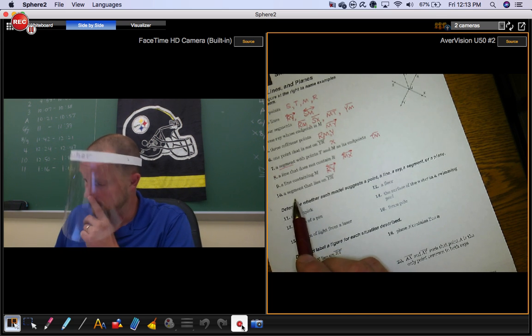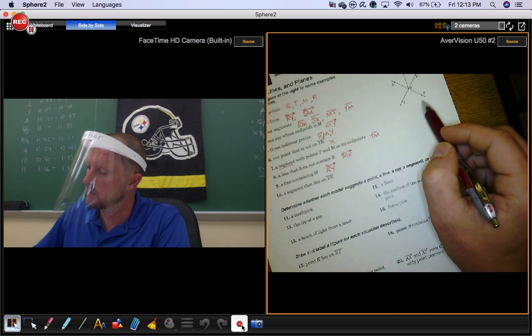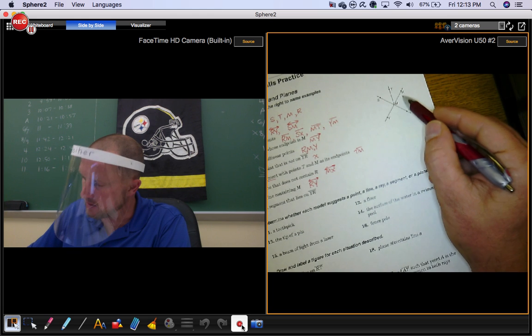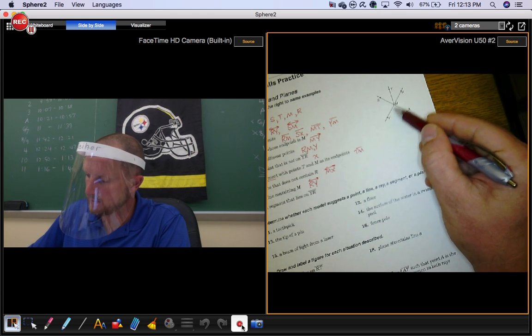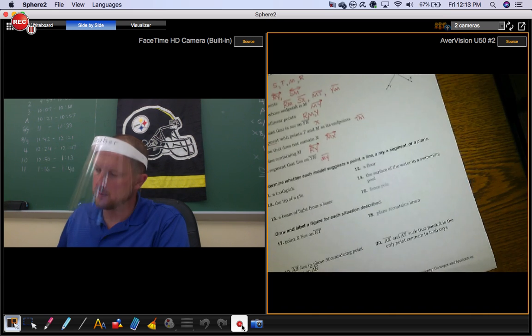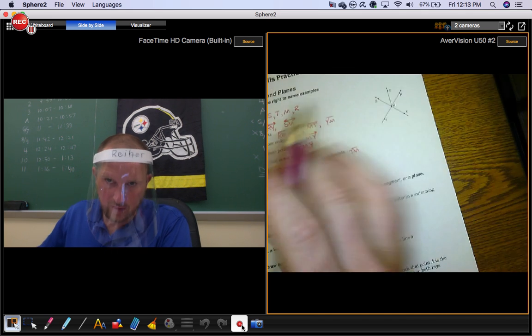Number 10, a segment that lies on line YR. So here's line YR. Can you find a segment or a piece of that line? Sure. Maybe segment MY. You could have also picked segment MR or segment YR, and you could reverse those letters if you want.